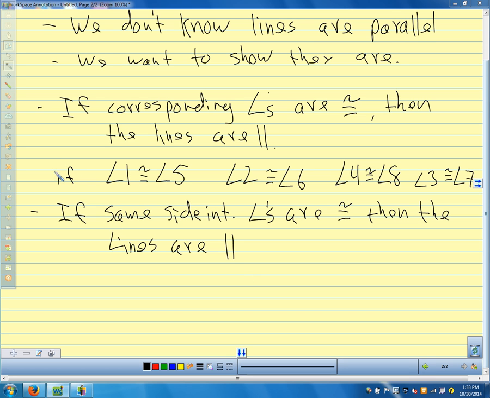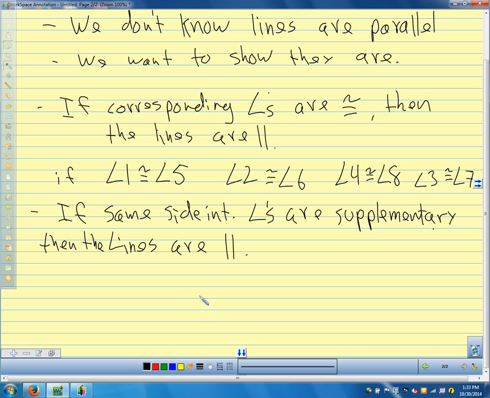All right, so on our diagram, which angles are same side interior angles, and are they congruent? Same side interior angles are what? Look on the other side of your graphic organizer. Same side interior angles are supplementary. If they're supplementary, if the same side interior angles are supplementary, then the lines are parallel.